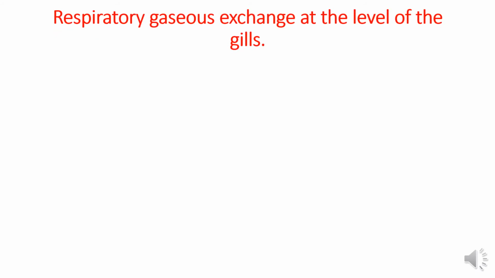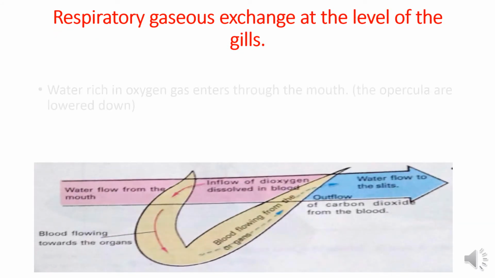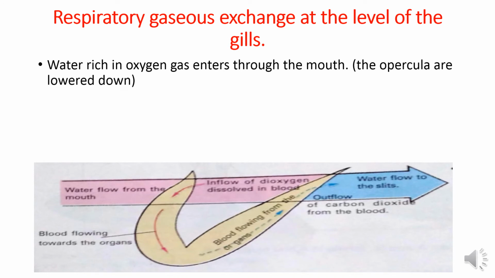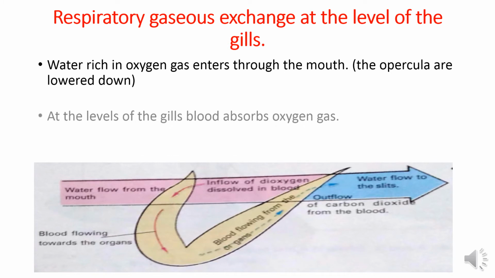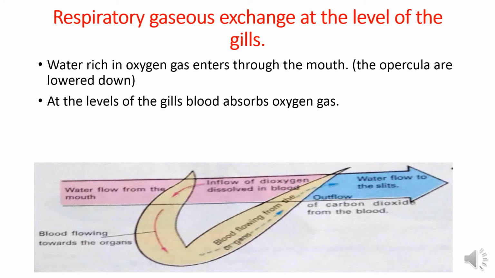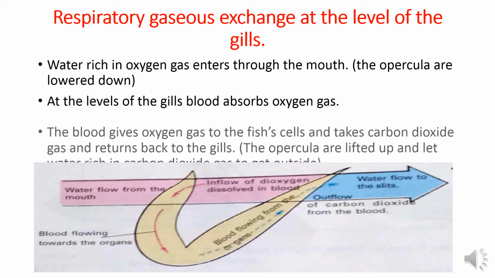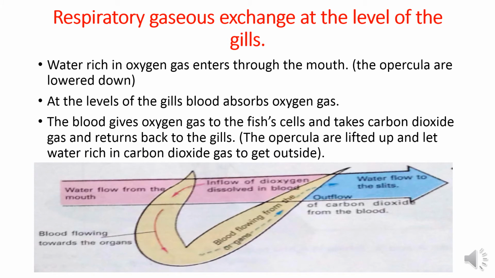Respiratory gaseous exchange at the level of the gills. Water rich in oxygen gas enters through the mouth. The opercula are lowered down. At the level of the gills, blood absorbs oxygen gas. The blood gives oxygen gas to the fish's cells and takes carbon dioxide gas and returns back to the gills. The opercula are lifted up and let water rich in carbon dioxide gas get outside. Here, water flows from the mouth.